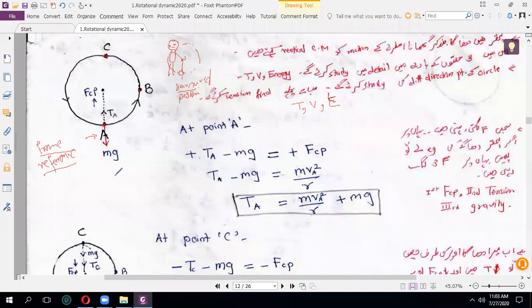At this time they are moving in vertical circular motion. Okay. A vertical circular motion example is a cycle. A cycle tire is moving in the form of vertical circular motion. Correct?